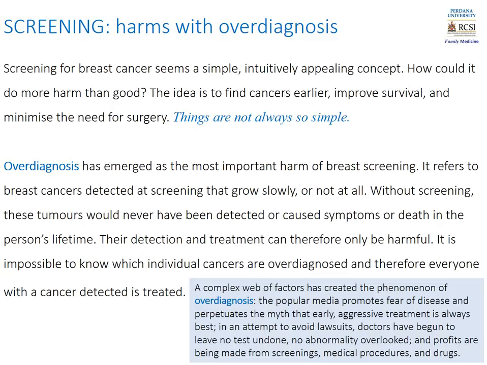Two examples where this is open to question are breast cancer screening and prostate cancer screening. Screening for breast cancer seems a simple and intuitively appealing concept. How could it do more harm than good? The idea is to find cancers earlier, improve survival, and minimize the need for surgery. However, things are not always so clear. Over the last 10 years or so, overdiagnosis has now emerged as the most important harm of breast cancer screening. It refers to breast cancers detected at screening that grow slowly or not at all, and therefore are no threat to the survival of the woman.